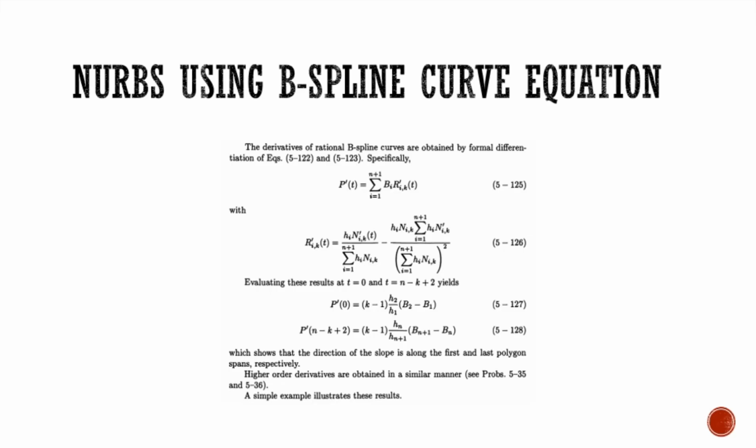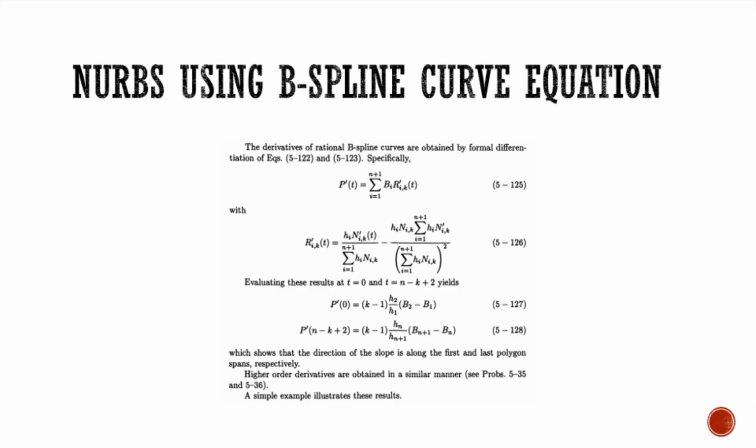By solving the following equation and evaluating the results at t equal to 0 and t equal to n minus k plus 2, it yields P dash of 0 equal to k minus 1 of h1 upon h2 of b2 minus b1, which shows the direction of the slope along the first and the last polygon spans respectively. Higher order derivatives are obtained in a similar manner.